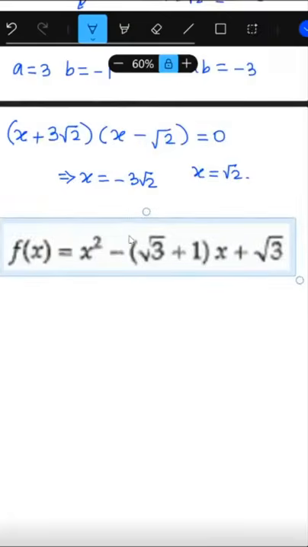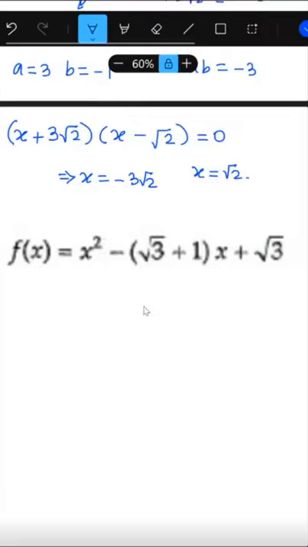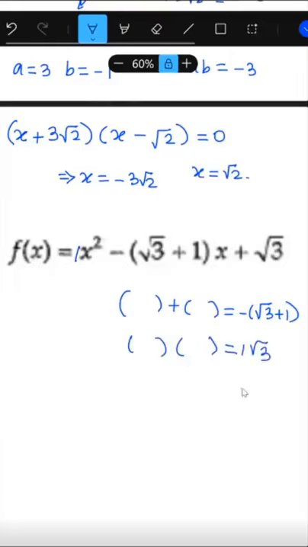x square minus root 3 plus 1 into x plus root 3. Again, in this, the sum of the two numbers is equal to minus of root 3 plus 1. What can those two numbers be? It is just minus root 3 and minus 1. The product of the two numbers is 1 into root 3. The two numbers are clearly minus root 3 and minus 1.